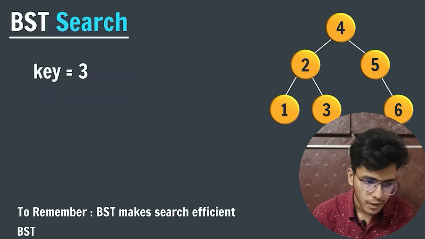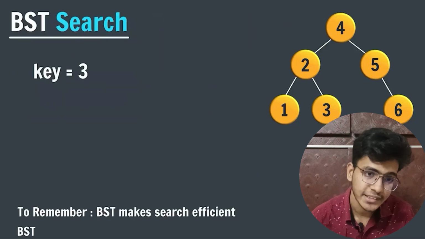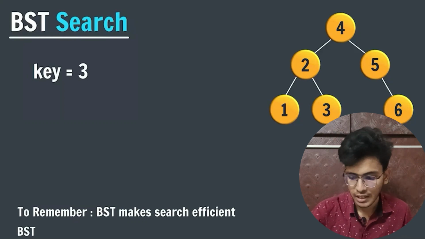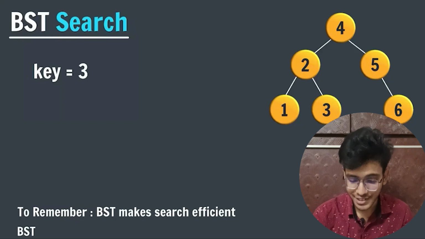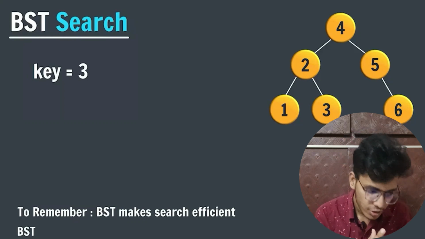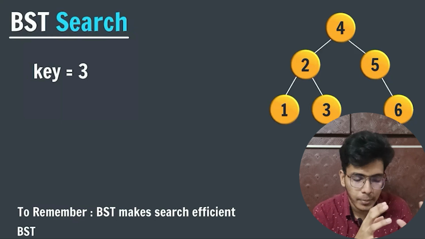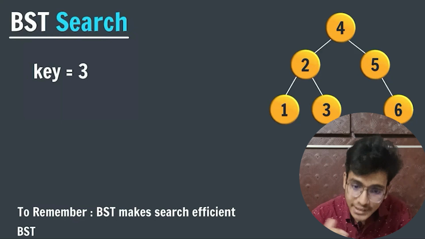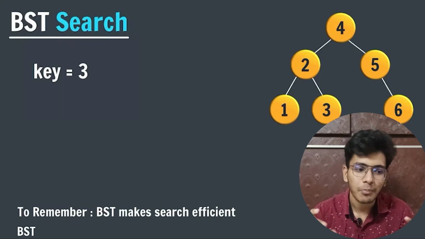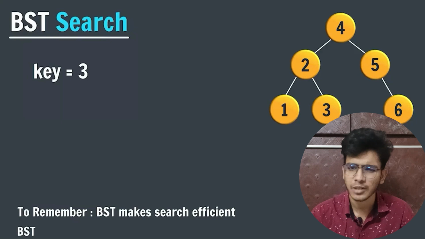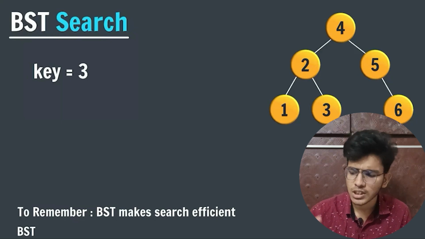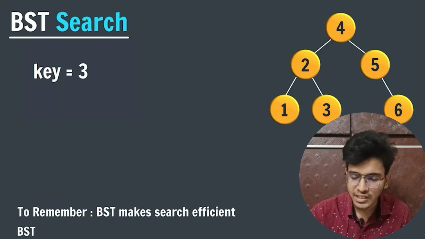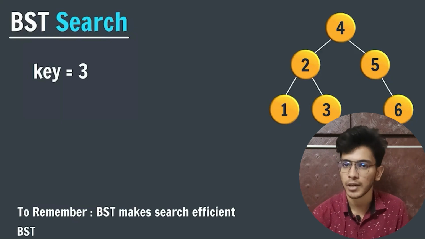Now moving on, let us talk about search. So I said that if you search for a particular element in a general binary tree, it takes a lot more time. The time complexity of that is much higher when compared to a BST, a binary search tree, because a binary search tree generally performs operations in a much lesser time complexity.